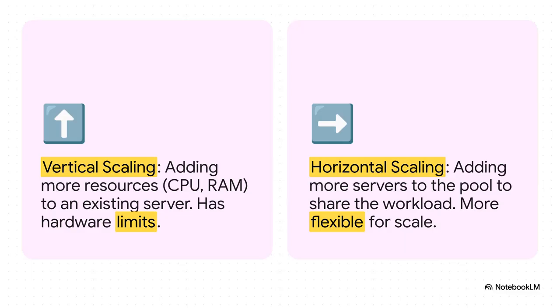Okay, so you can scale up by making your one server way more powerful. That's vertical scaling. Think of it like upgrading your personal computer with a faster processor or way more RAM. Or you can scale out by just adding more servers to share the load. That's horizontal scaling. And pretty much all large-scale systems use horizontal scaling because it's way more flexible and you don't run into the hard physical limits of a single machine.